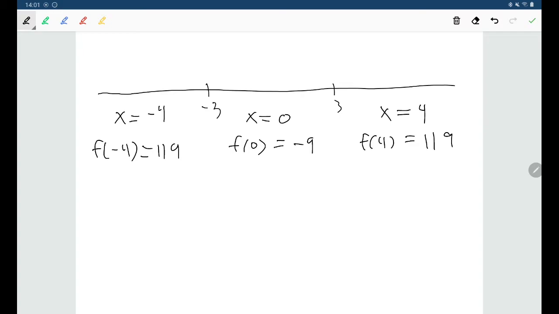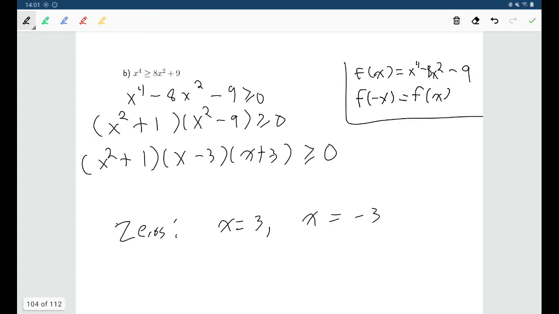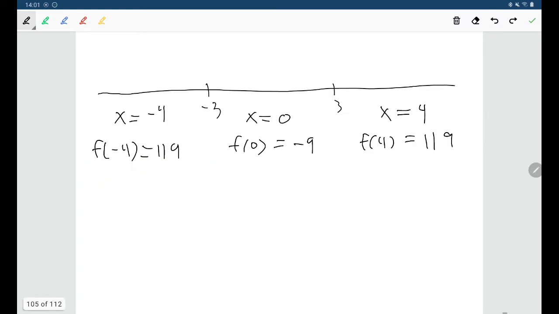So we were looking for, back in the original part of this question, where is this function greater than or equal to 0? Where are we at the x-axis or above it? Well, it looks like we are above the x-axis when we're less than -3, and we're above the x-axis when we're greater than 3. In between -3 and 3, we're below the x-axis, so we won't include that. And we are at the x-axis at -3. We're also at the x-axis at +3.